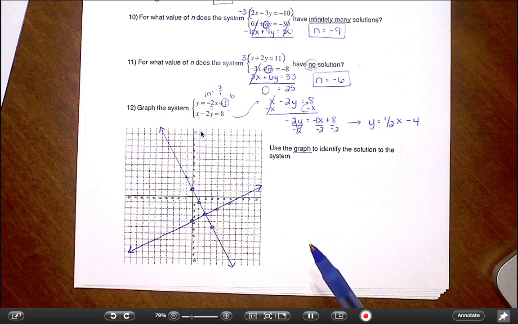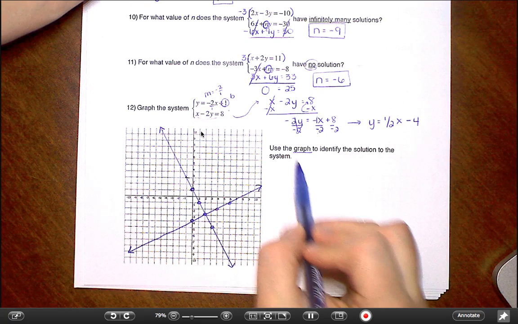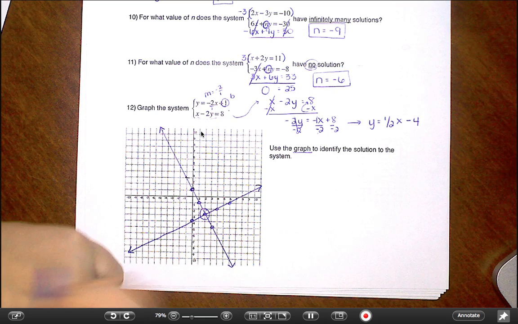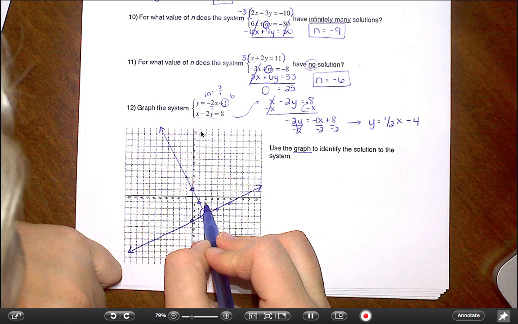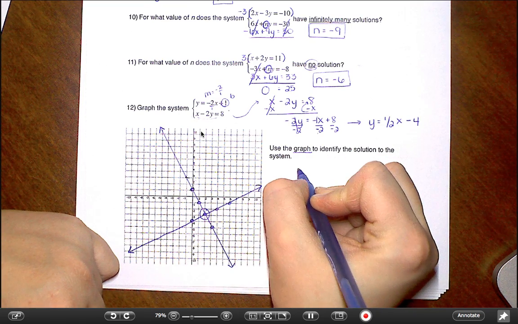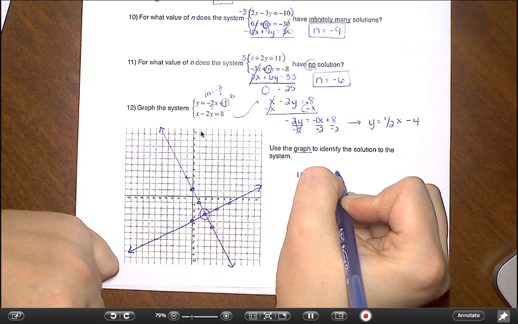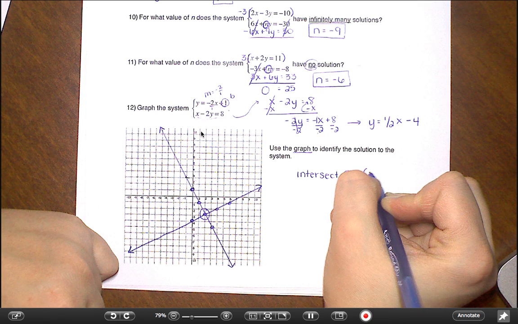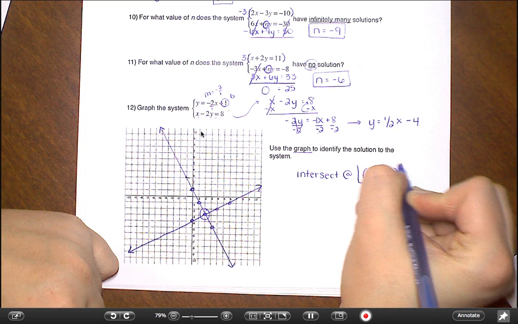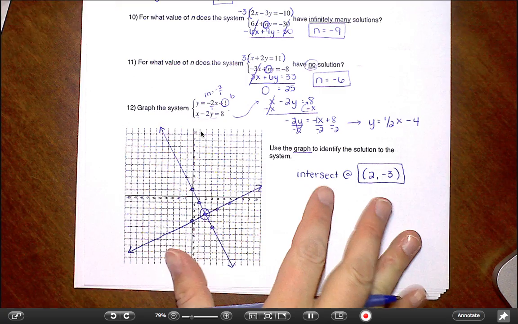You can do that, and I think that's a great way to sort of check your work, but really the point of doing a graph is to use the graph to find the solution. The solution is going to be the point where they intersect. Okay, so that would be at 2, negative 3. So they intersect at 2, negative 3. That's our solution. And that should be the same coordinate you would find if you did do substitution or elimination. You just don't really need to.